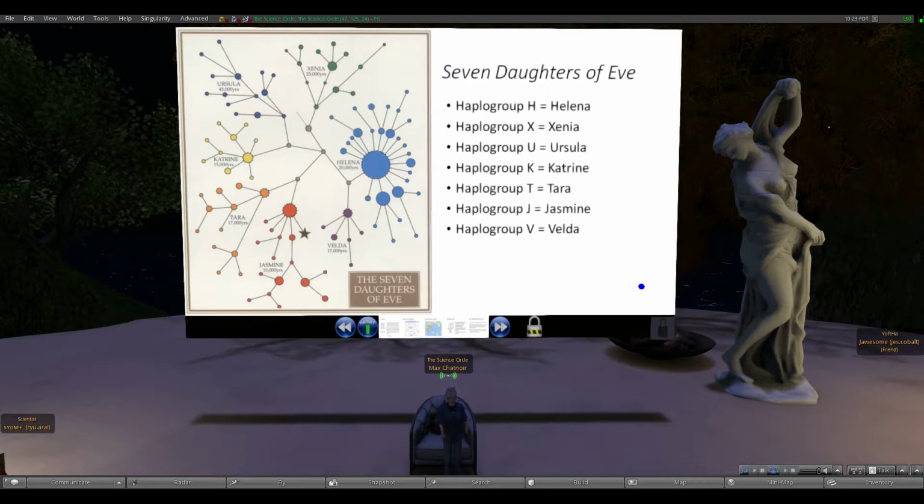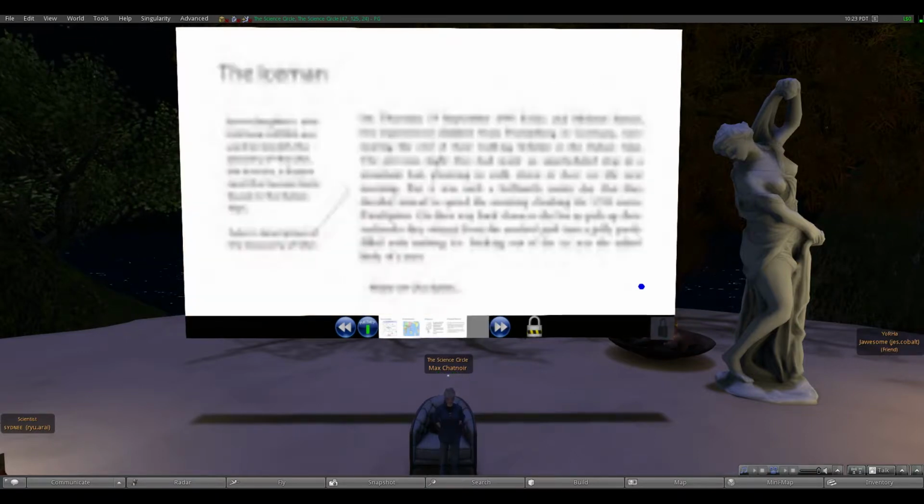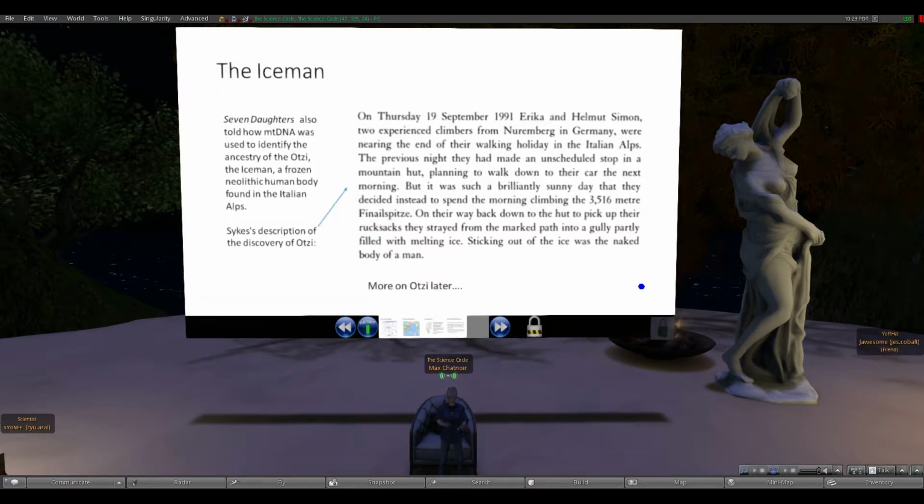And so he told a plausible story about each of these individuals. And you'll notice that most of these are fairly young haplogroups. Like the oldest one is Ursula here. That only goes back about 45,000 years. Another thing that was in the book was the story of the discovery of Otzi the Iceman.